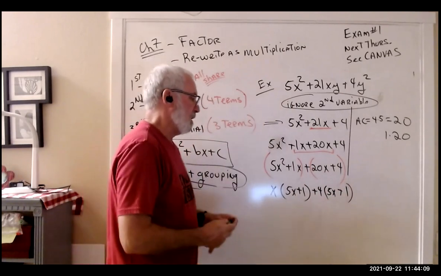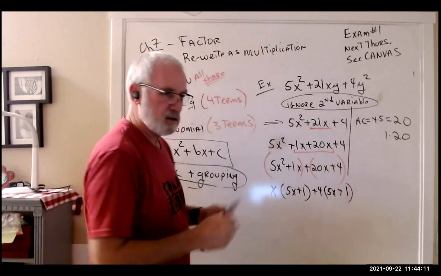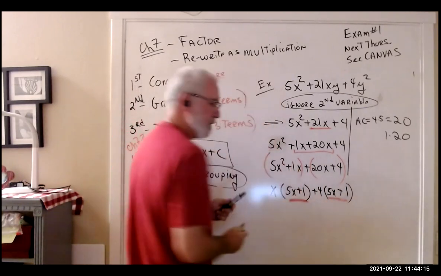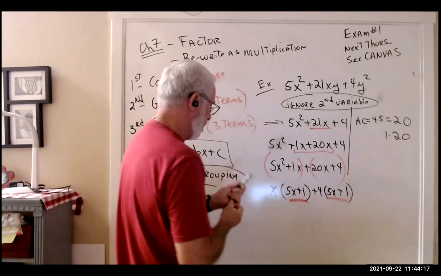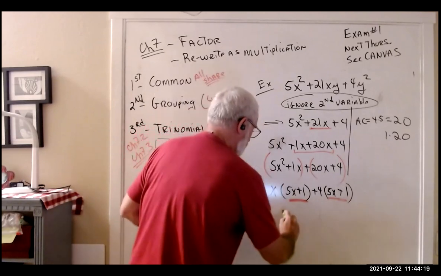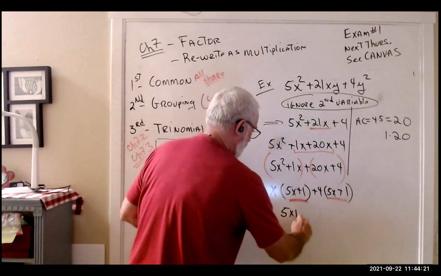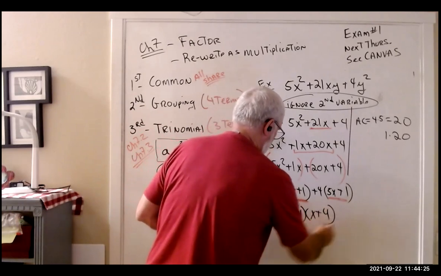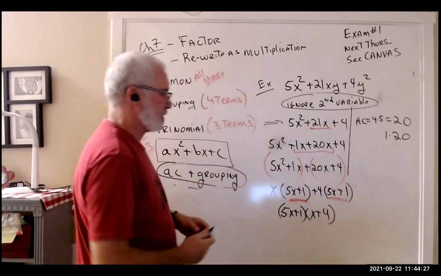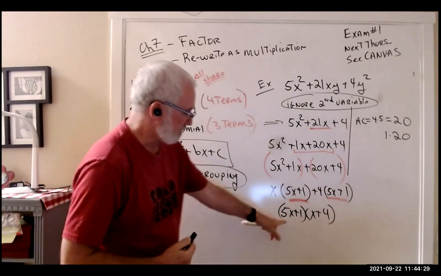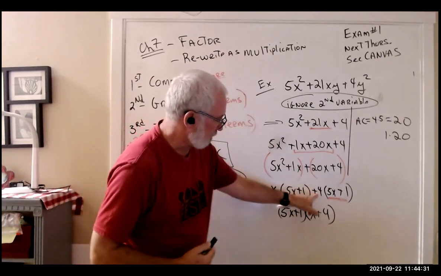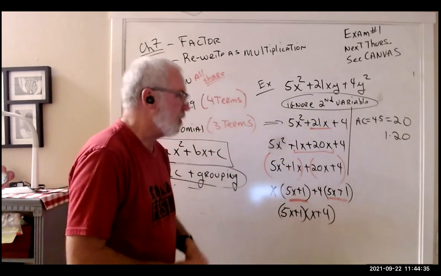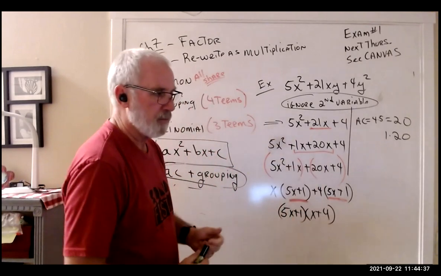Okay. My check is that quantity and that quantity the same? I think I have room here on the board. Yes, it is. So almost final answer is that. Bring the 5x plus 1 out front, 5x plus 1, the x plus 4 kind of fall together into a group, and you're almost done, almost done.